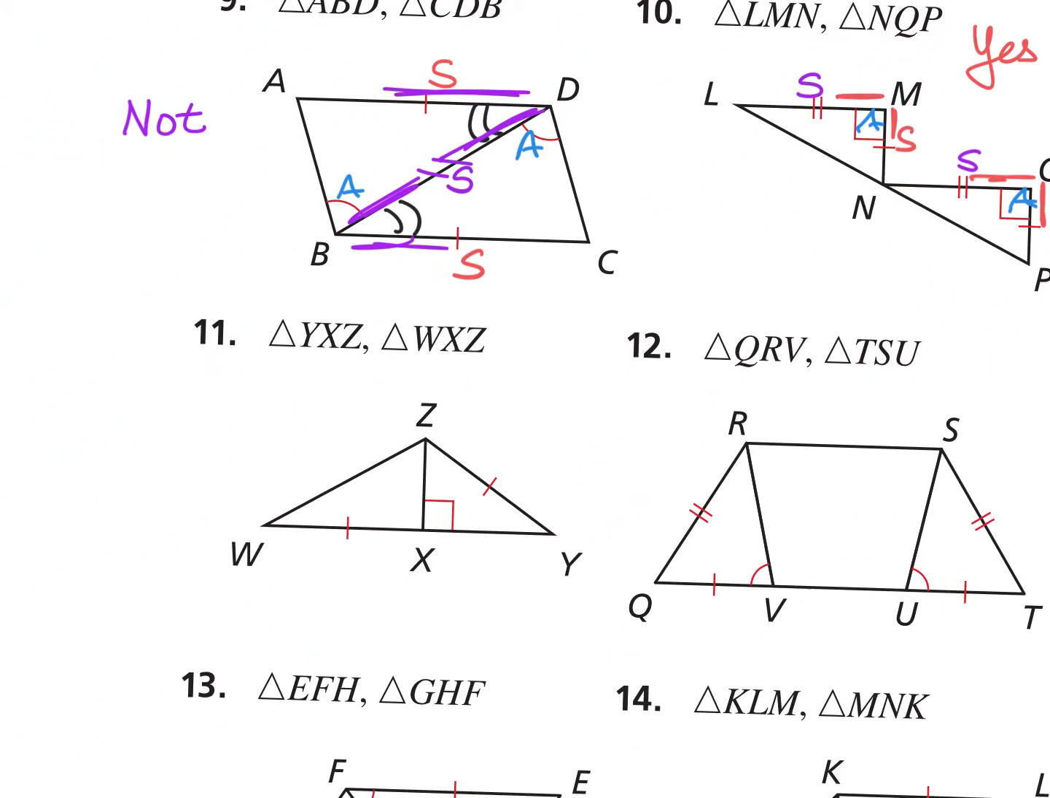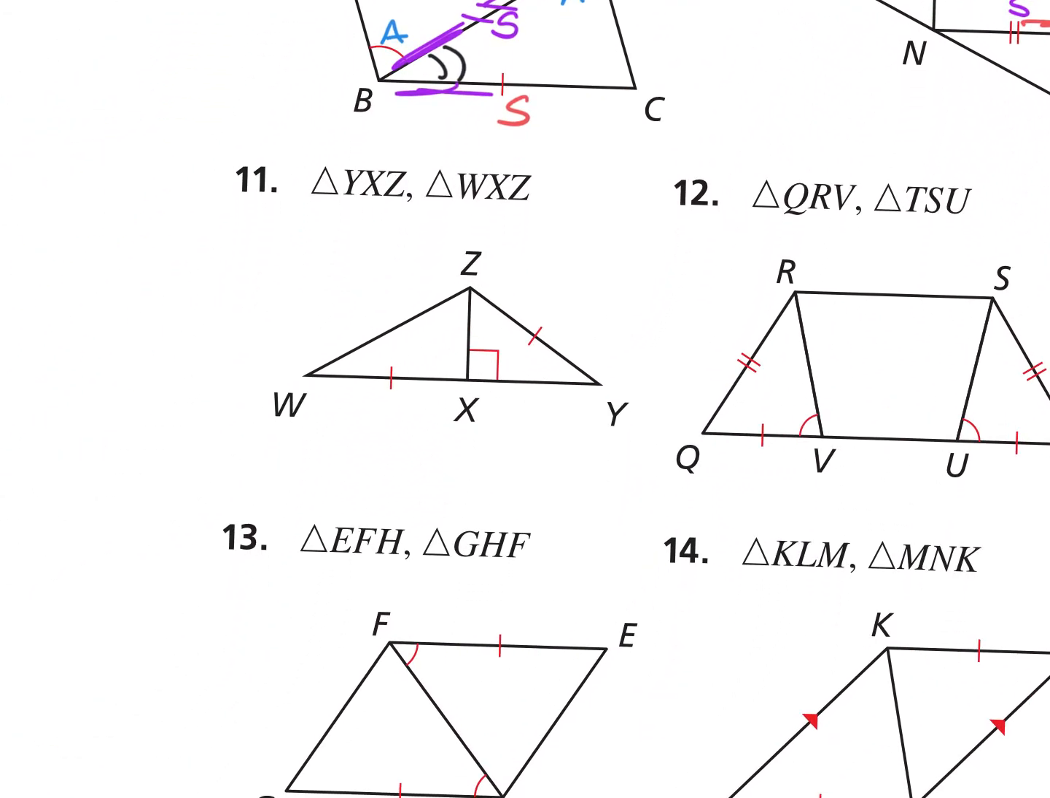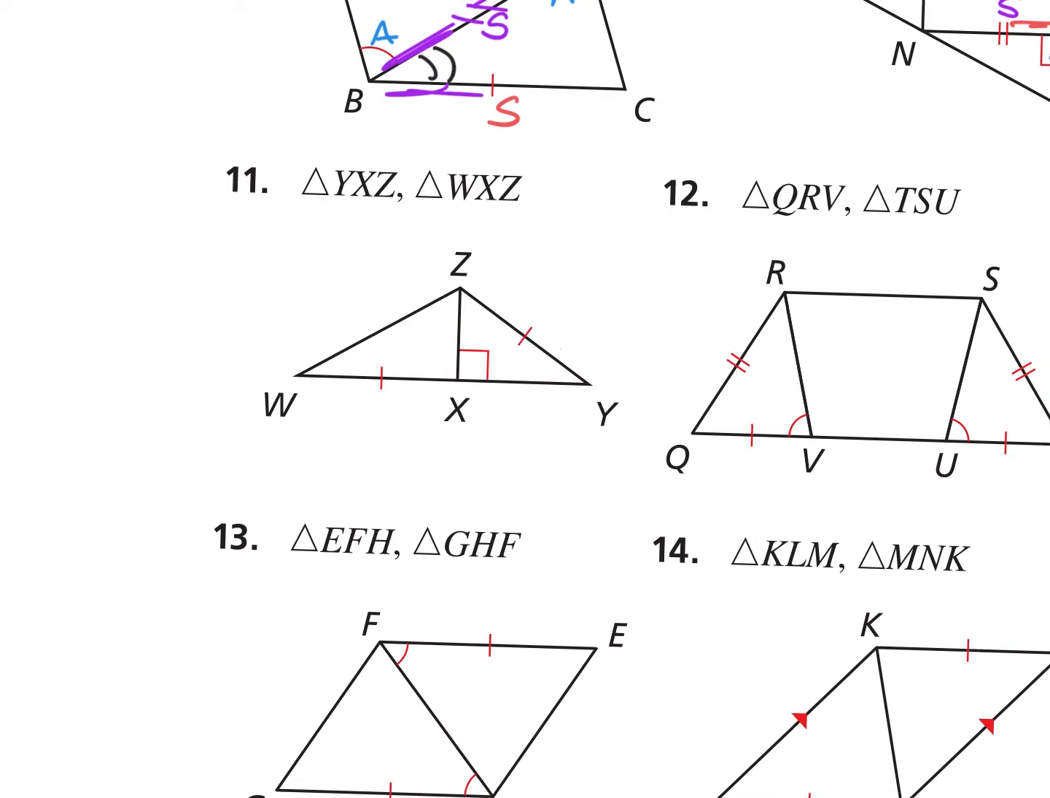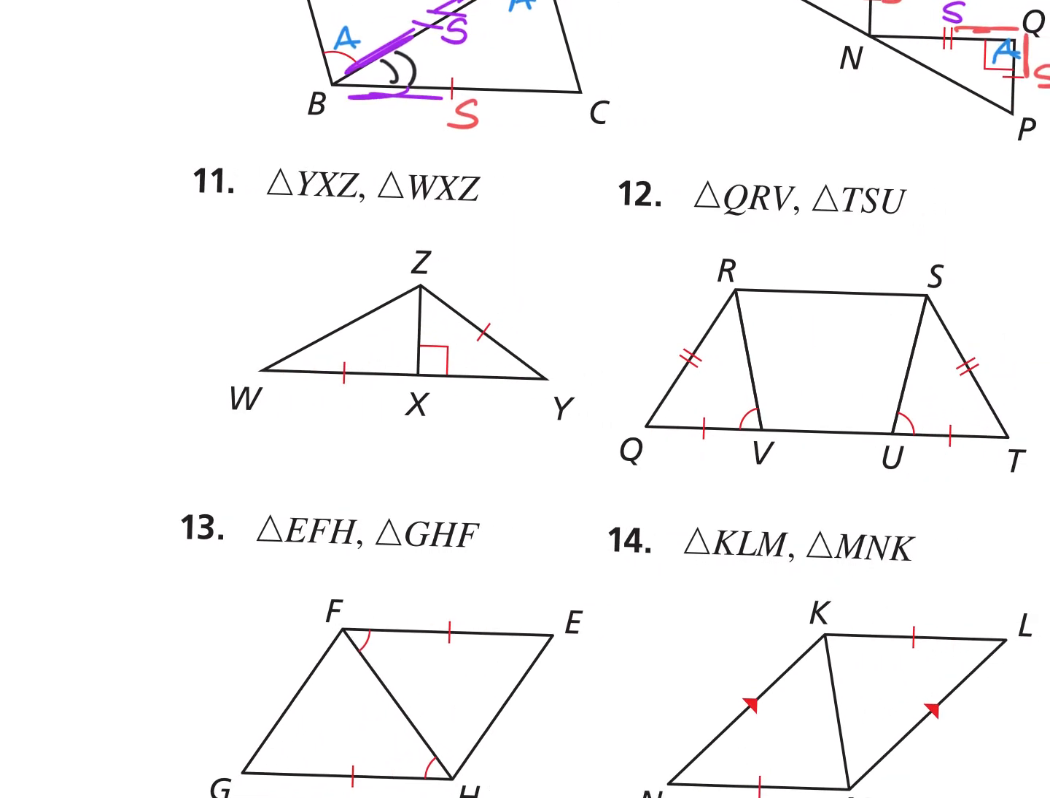For number 11, we can add in a congruency mark on my reflexive side. So far I have this side matching with this one. I could also say that this angle over here is also 90 degrees because this is a linear pair, and I could just do 180 minus 90 and get that that angle is 90. And then I could also mark my reflexive side.